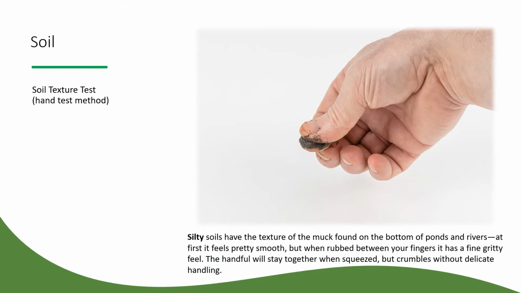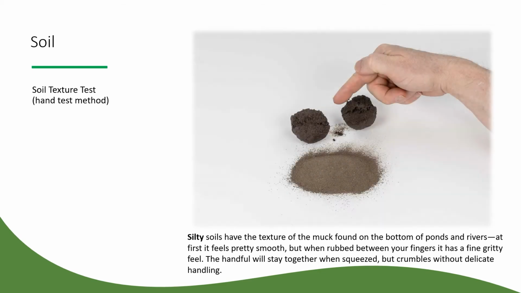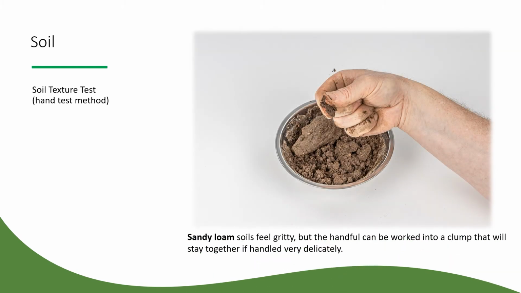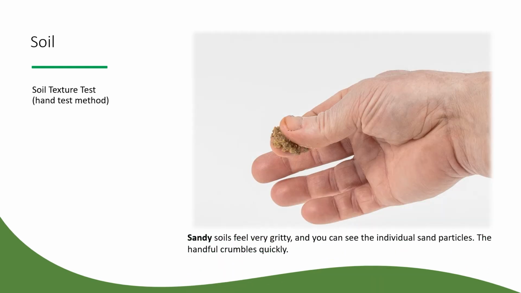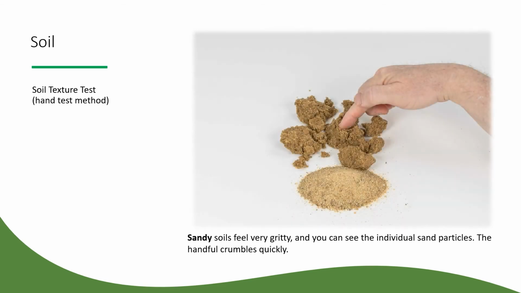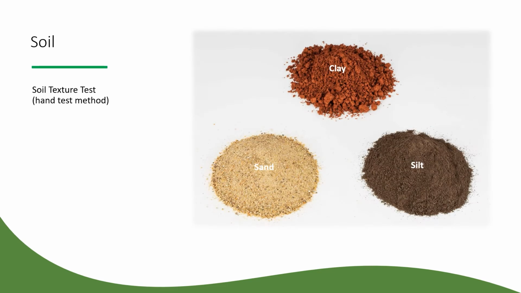Silty soils have the texture of the muck found on the bottom of ponds and rivers. At first, it feels pretty smooth, but when rubbed between your fingers, it has a fine, gritty feel. The handful will stay together when squeezed, but crumbles without delicate handling. Sandy loam soils feel gritty, but the handful can be worked into a clump that will stay together if handled very delicately. Sandy soils feel very gritty, and you can see the individual sand particles. The handful crumbles quickly.